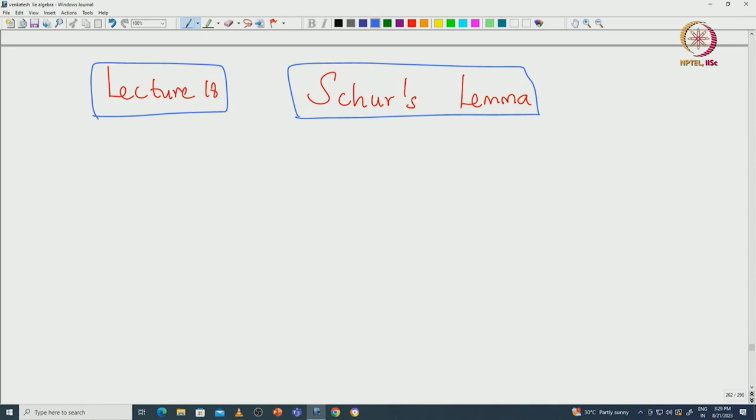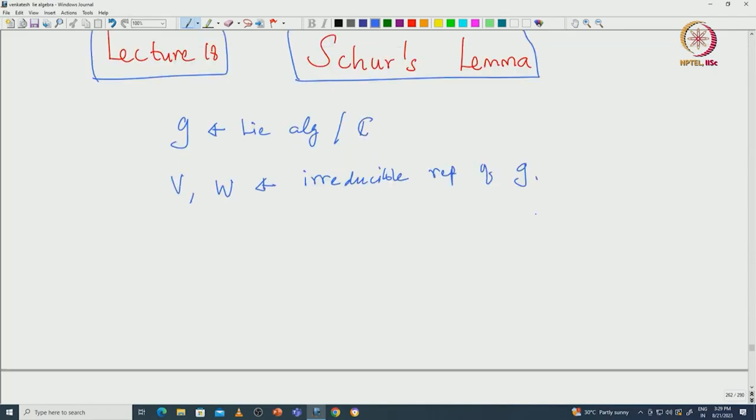So we start with a Lie algebra G, and let's take two different representations, V and W. Both of them are representations of G, and we will take them to be irreducible representations of G. Then if we have a G-module map phi from V to W, we want to understand what are all the possibilities for this map.